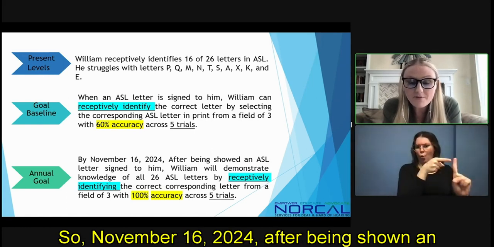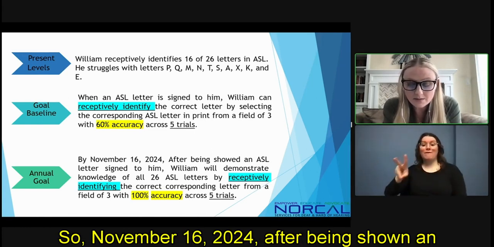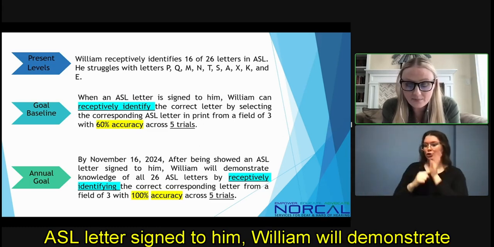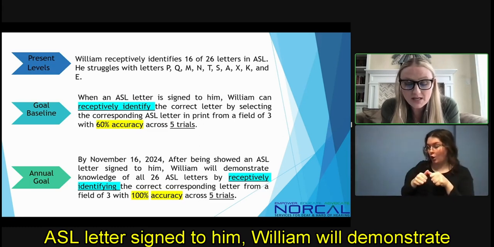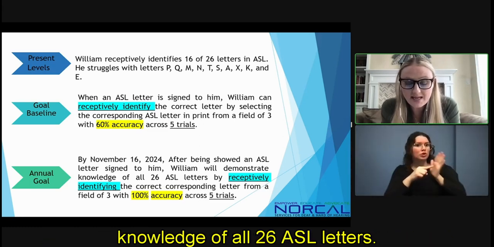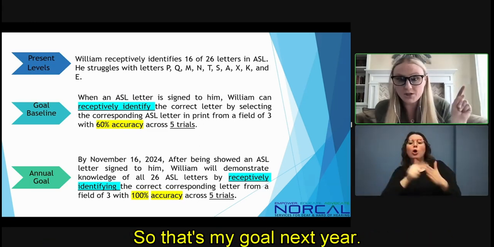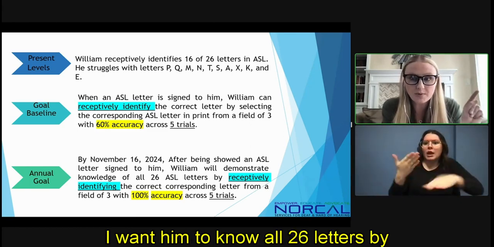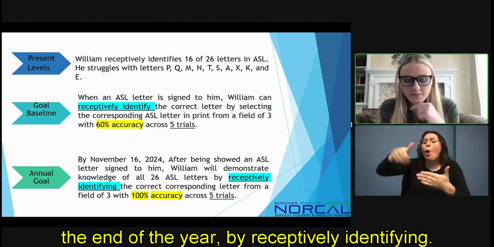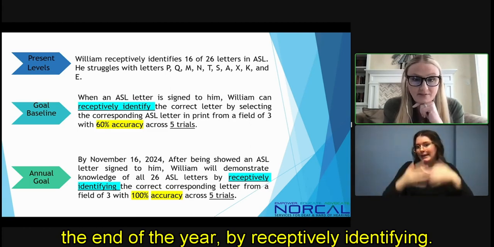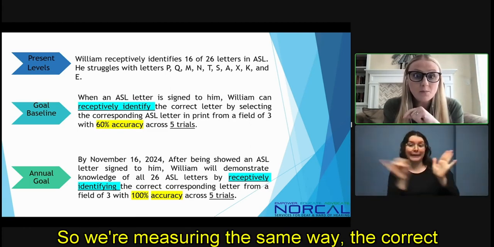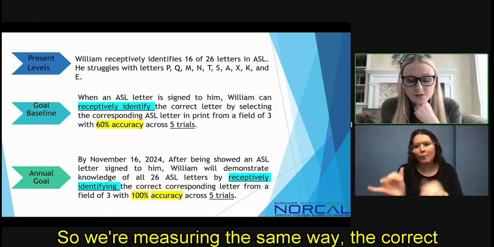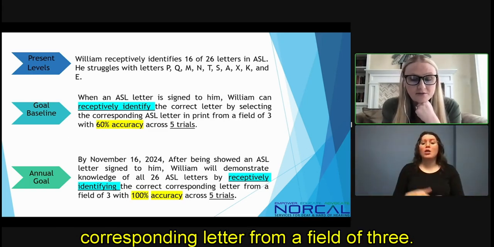So November 16th, 2024, after being shown an ASL letter signed to him, William will demonstrate knowledge of all 26 ASL letters. So that's my goal next year. I want him to have made progress. I want him to know all 26 letters by the end of the year. By receptively identifying, so we're measuring the same way, the correct corresponding letter from a field of 3.